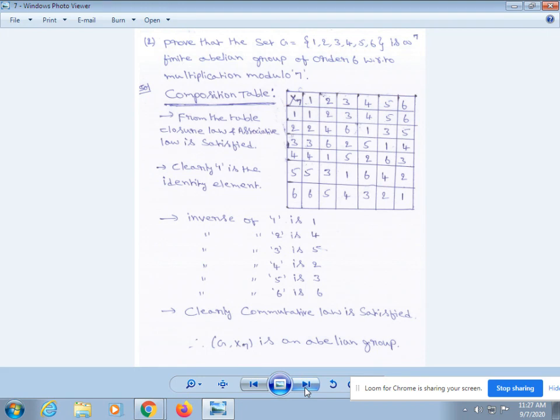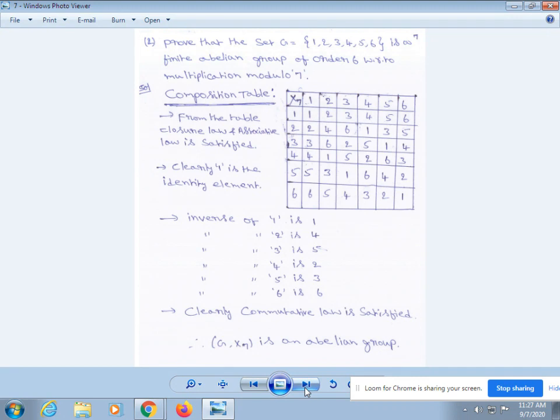Next, we observe the next element. 2 into 4 multiplication modulo 7: 2 4 is 8. 8 is greater than 7. The remainder is 1. Next, 2 5 is 10. 10 minus 7, the remainder is 3. In the same way, 2 6 is 12. The remainder is 5. Next, in the same way, the remaining rows.